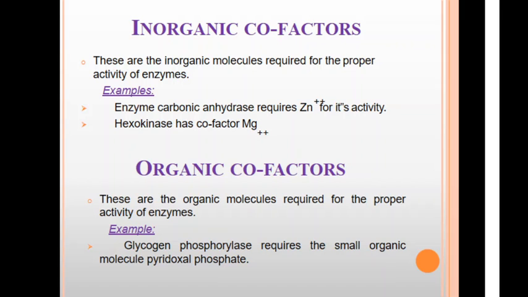Now, these inorganic molecules that we often come across in intermediary metabolism are magnesium ions, zinc ions. So, for example, magnesium ions are the cofactors that are required by the enzyme hexokinase, while zinc ions are the cofactors required by the enzyme carbonic anhydrase. Now, these organic molecules, generally when we say coenzymes, they are derivatives of the vitamin B complex. For example, glycogen phosphorylase requires a small organic molecule called pyridoxal phosphate, which is a derivative of pyridoxine, that is vitamin B6.